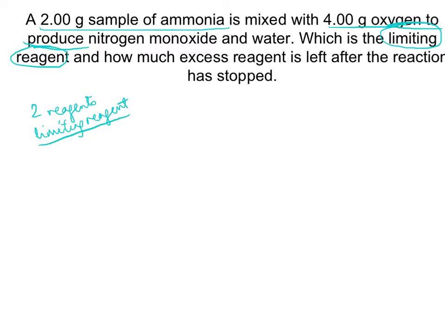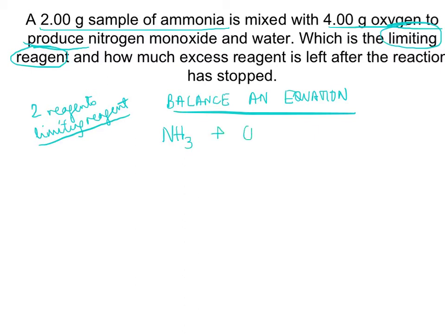Now, as with any problem, the first thing that we're going to do is write and balance an equation. So the equation we have is 2 grams of ammonia. Ammonia is NH3. It reacts with oxygen. Remember, oxygen is not O, it's O2. It produces nitrogen monoxide, a covalent compound, and then water. Go ahead, balance this. This would be 4, 5, 4, and 6.